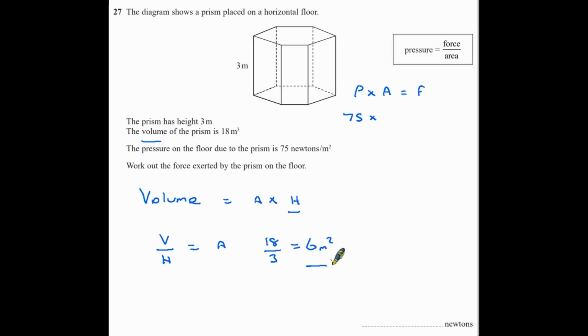Now we have the area, we can go back up to our original formula. Pressure times area, 75 times 6. And 75 times 6 is 450. Looking at units, well, it's already given in the answer as it happens, but it is given to us in newtons per meter squared, so the answer is 450 newtons.